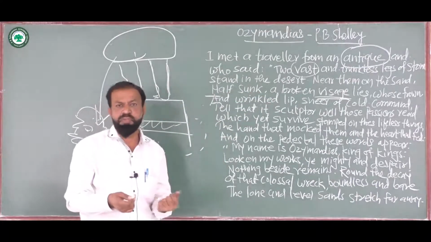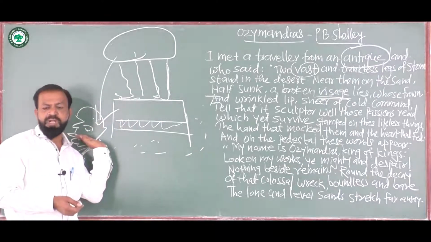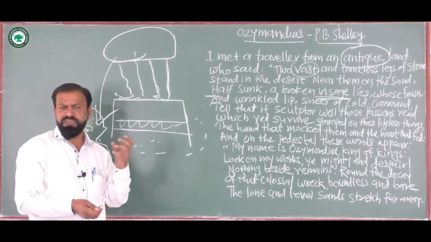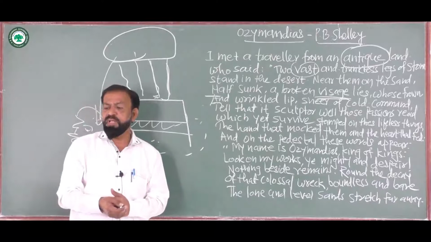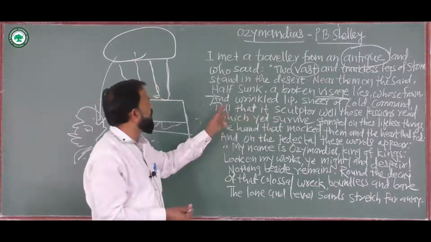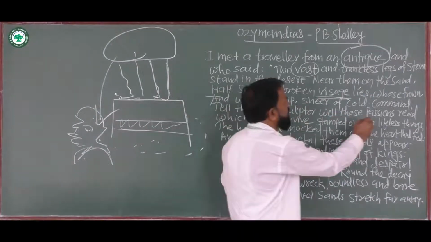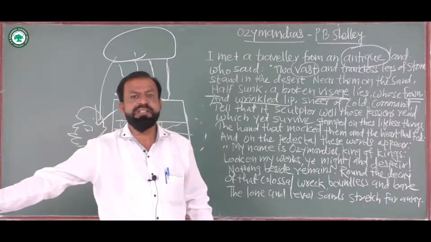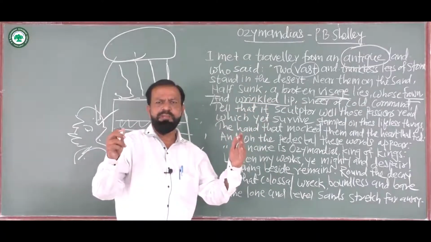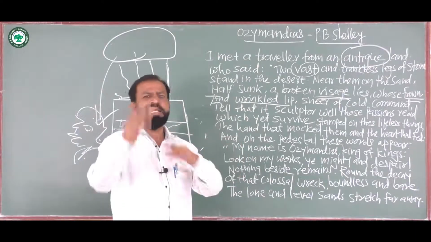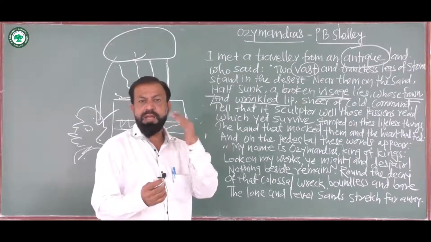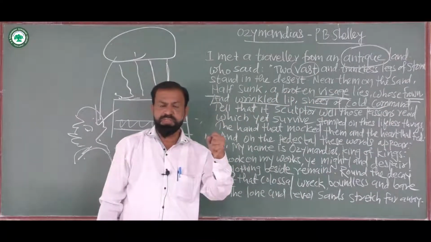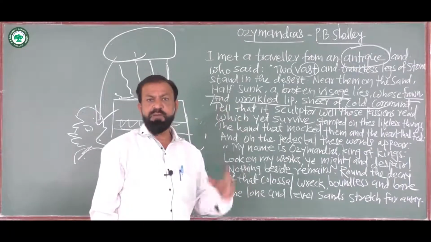So here the condition of this part, the upper part of the statue, is given. Half sunk means half buried, a broken visage. His face is broken, lies, whose frown and wrinkled lips. Again, in what condition is the statue? It is described here. That is wrinkled lips. Means the glazing of the statue is absent, we can say. Okay, lips and sneer of cold command. It shows the authority, the power of that statue.